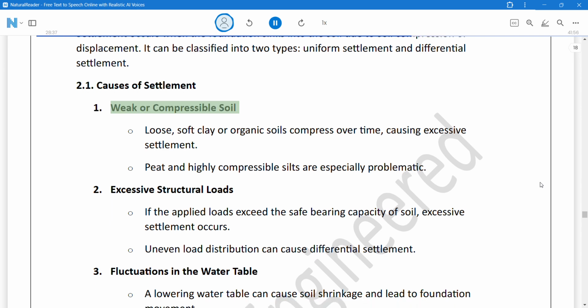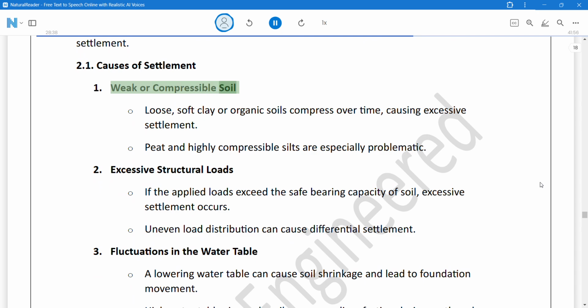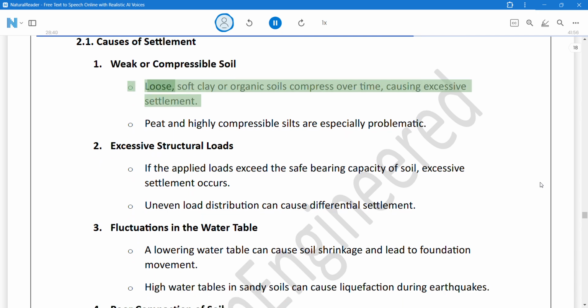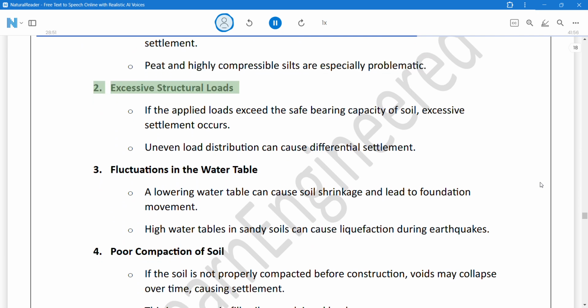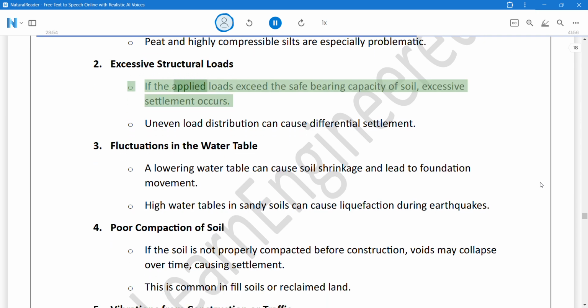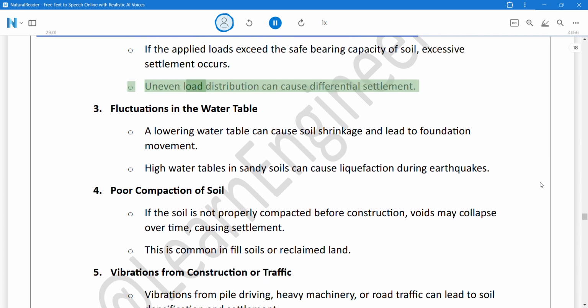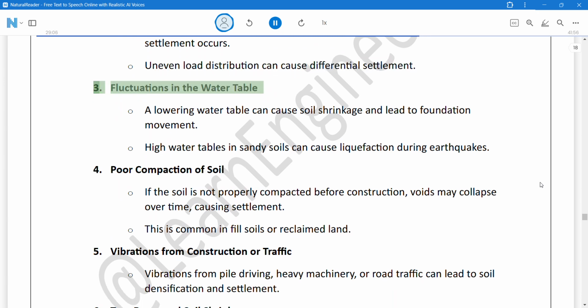2.1 Causes of settlement. 1. Weak or compressible soil. Loose, soft clay or organic soils compress over time, causing excessive settlement. Peat and highly compressible silts are especially problematic. 2. Excessive structural loads. If the applied loads exceed the safe bearing capacity of soil, excessive settlement occurs. Uneven load distribution can cause differential settlement.